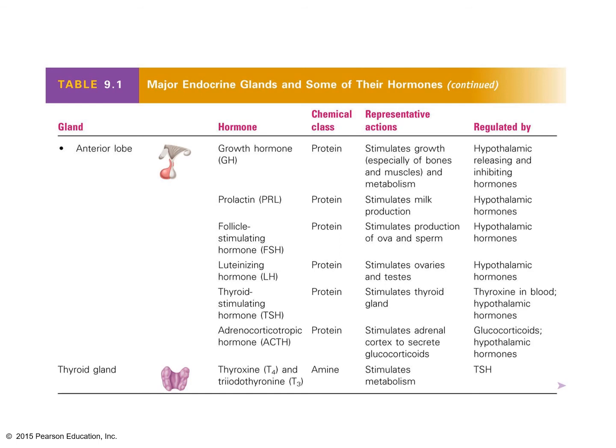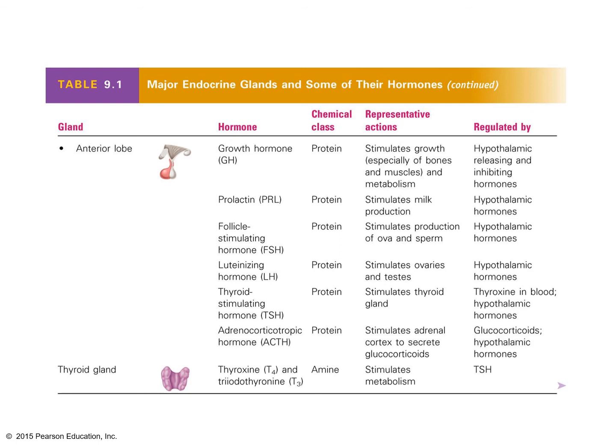Luteinizing hormone stimulates ovaries and testes to actually produce their respective sex hormones. Thyroid stimulating hormone is going to stimulate the thyroid gland to actually produce thyroid-based hormones that affect metabolism. And then finally, adrenocorticotropic hormone is going to stimulate the adrenal cortex to secrete glucocorticoids. This would be things like cortisol, which deals with stress.